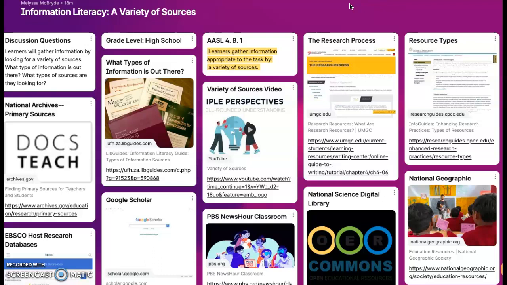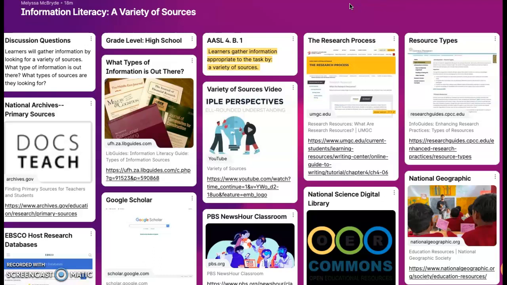Another source that I put out on this Padlet is what type of information is out there. This also includes encyclopedias, books, academic journals, databases, and magazines. This shows students not only have to look for online resources, but also physical resources as well. Those are important too.